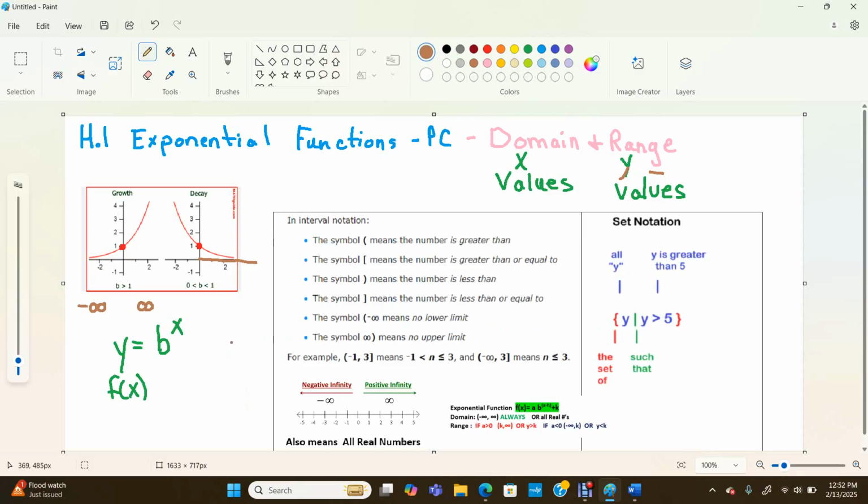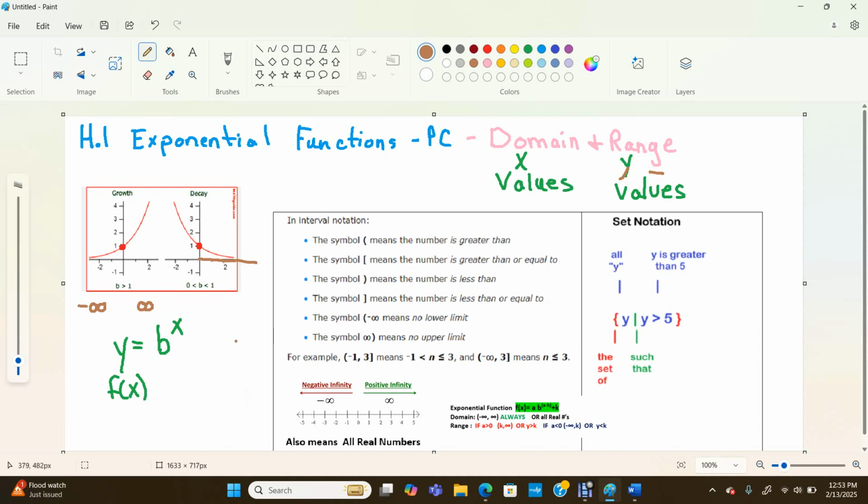Real quick, before we jump into some of the examples, the very beginning parent function of these exponential graphs will always go through this point here where x is 0, y is 1. That's where they begin, starting right there.